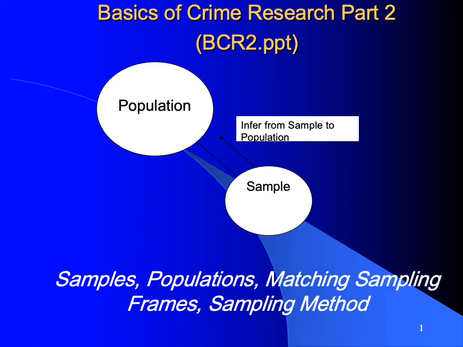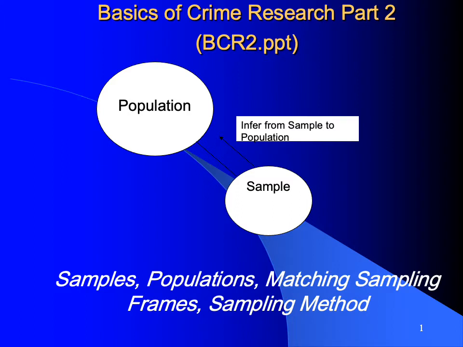Okay, the title of this lecture is Basics of Crime Research, Part 2. And here we're going to go over the social scientific method, and it's a basic introduction to samples and populations, and how we go about this process of collecting data using the social scientific method, sometimes called the scientific method. But you see a little picture there, and that's basically the process.